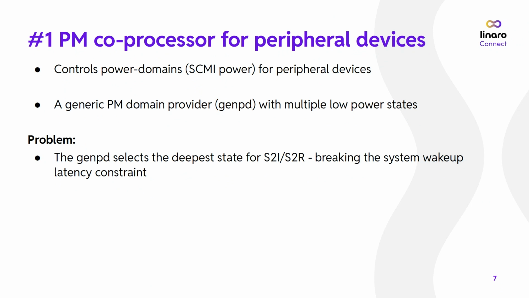But the problem here is that, as I said, we always pick the deepest state when we go to suspend-to-idle. And for this particular platform, that becomes a problem. They have a whole bunch of different states, but they don't want to go to the deepest state because that breaks some latency constraints for a system-wide suspend. If you go to those deeper states, you'll simply have a longer time to bring back power to devices and power rails and restore states. So it takes too much time to meet those constraints. So that's one of those use cases.